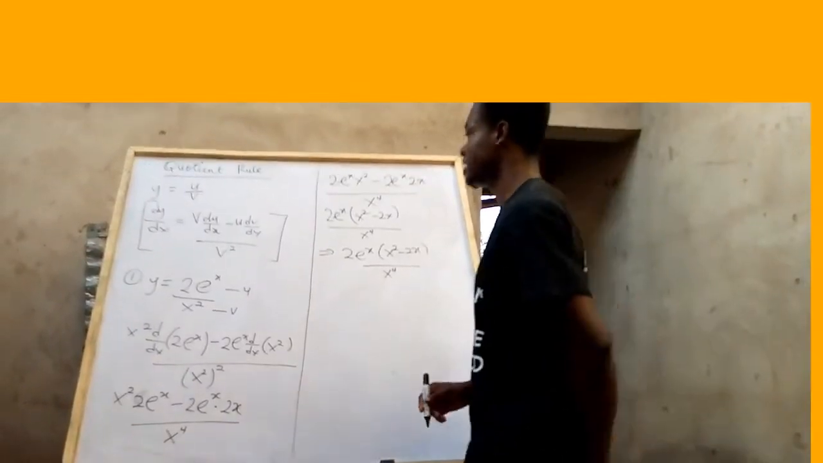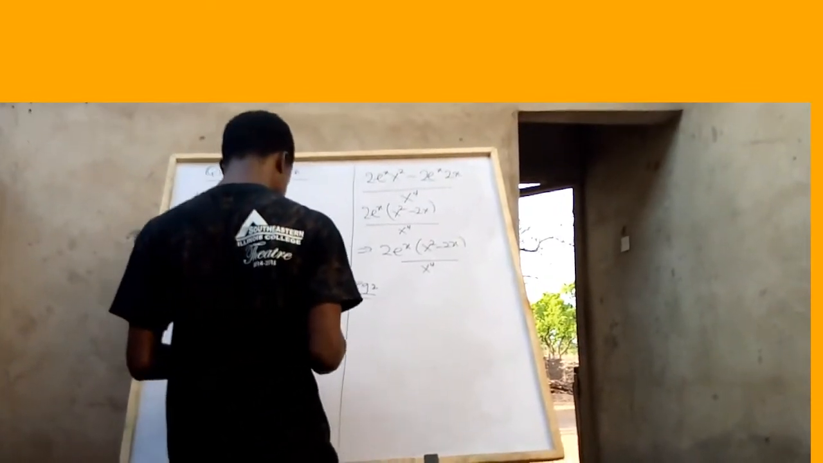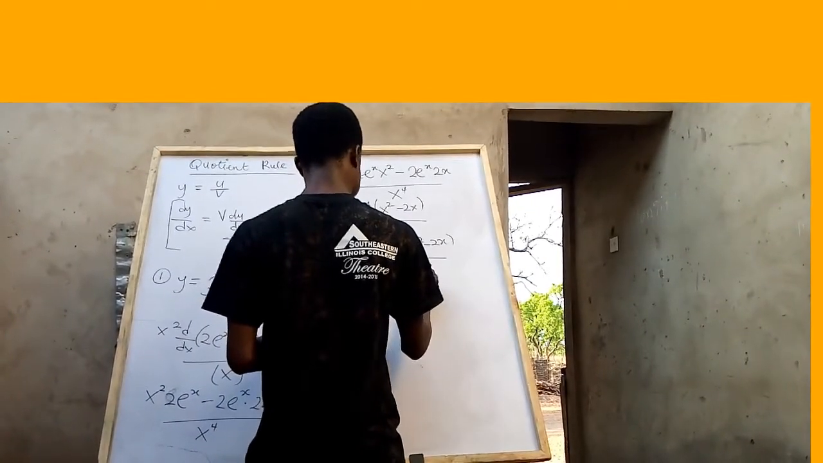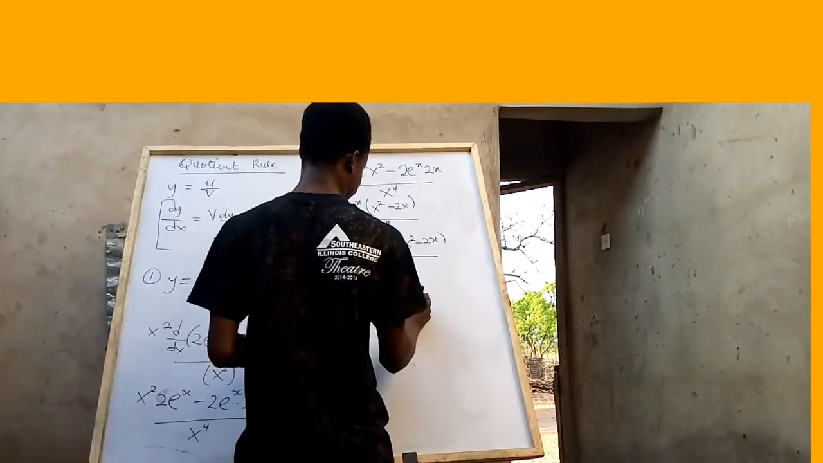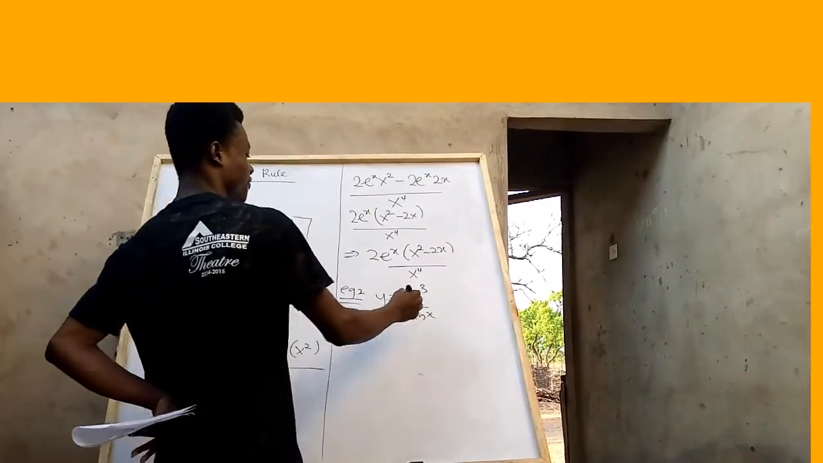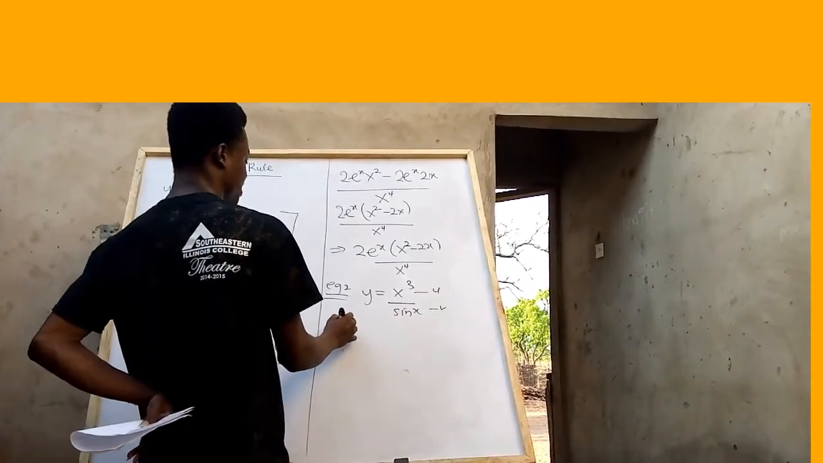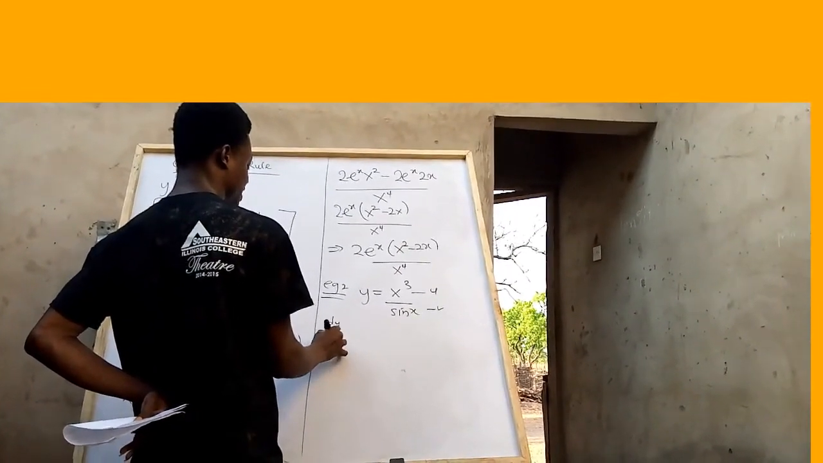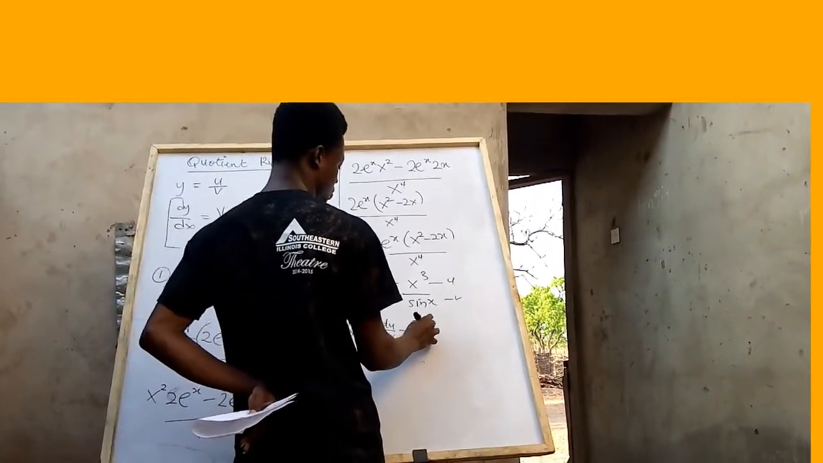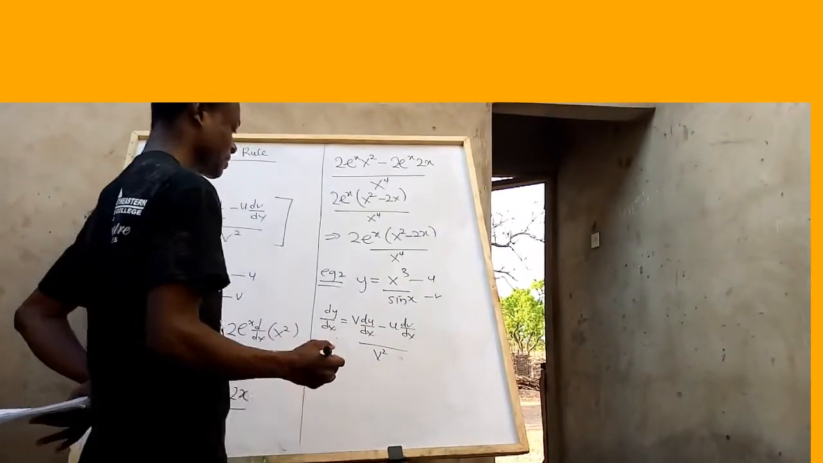Okay, so let's take the next example and see how we can solve it. The next example is y is equal to x to the power 3 over sine x. All that you need to know here is that this one is your u and this one is your v. So the formula is dy/dx equals v du/dx minus u dv/dx over v squared.